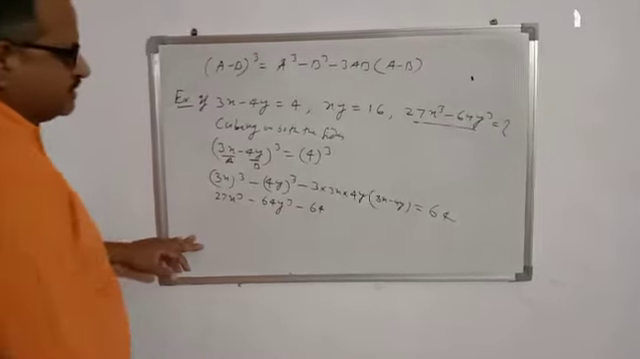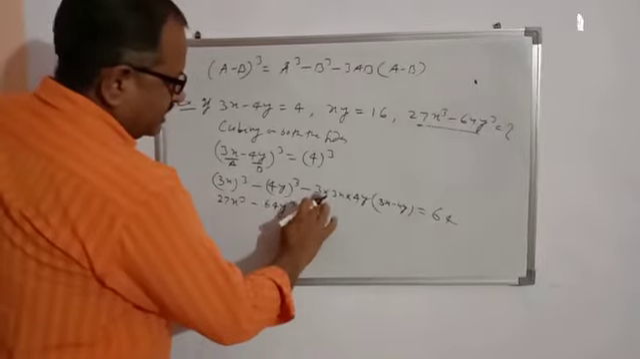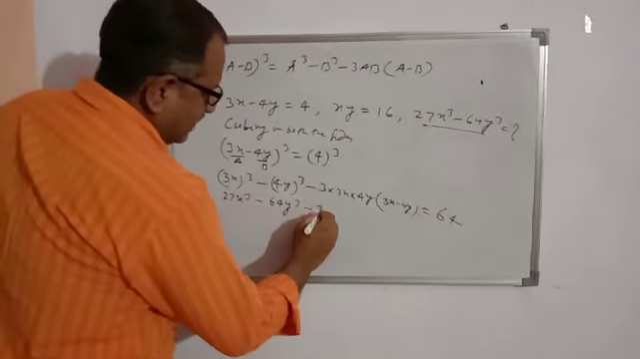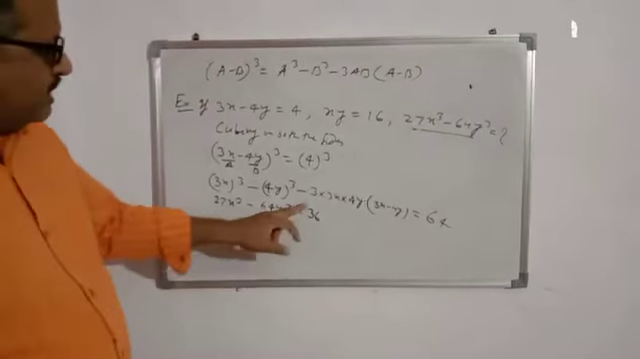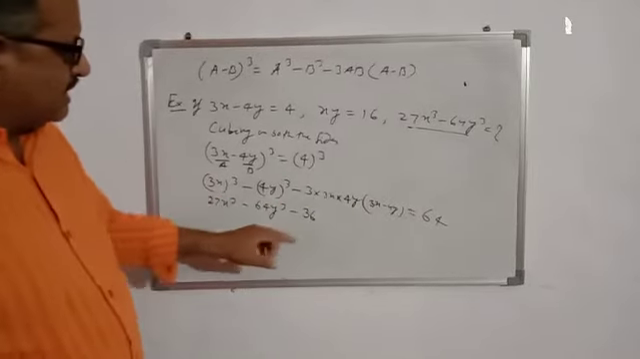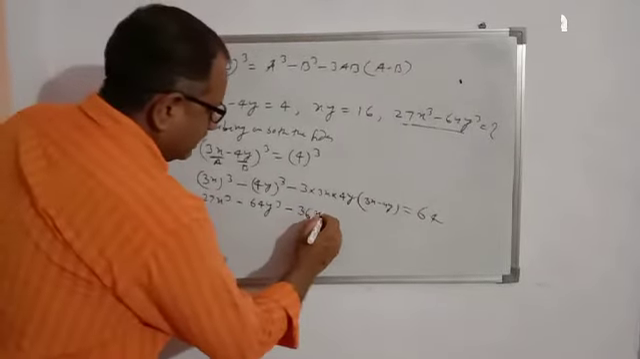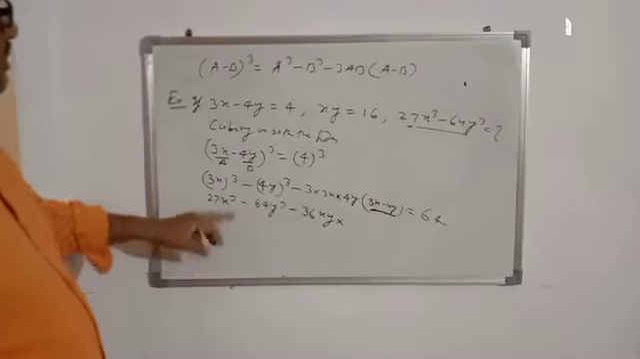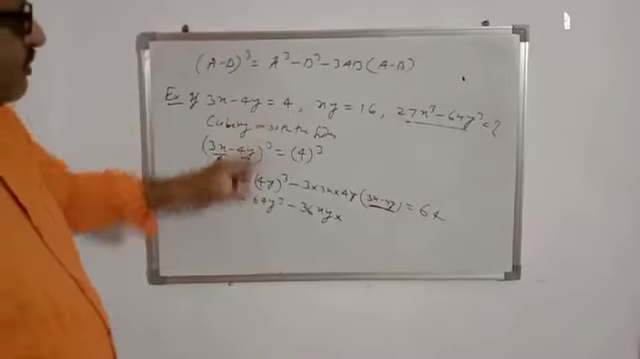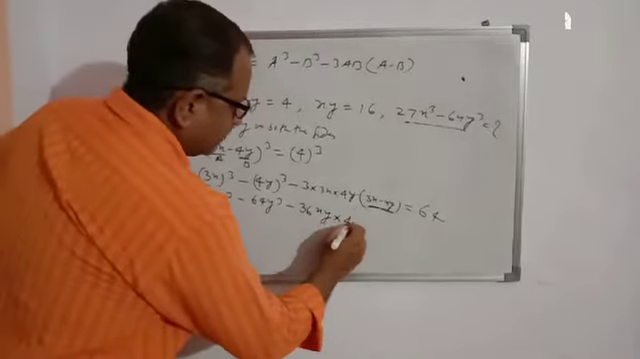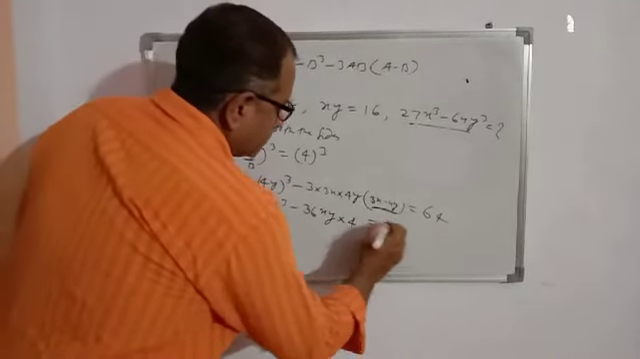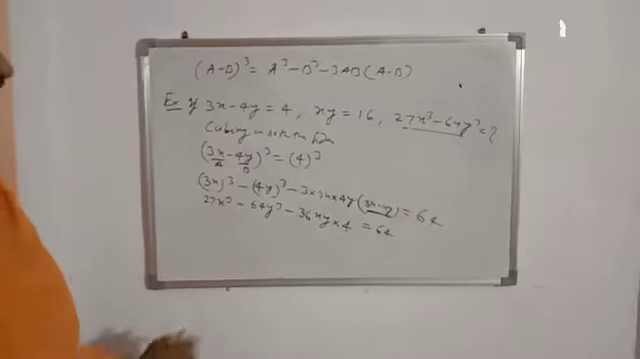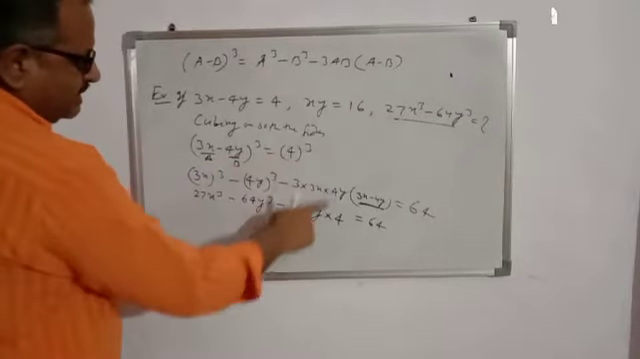Multiplied by 3 into 3, 9, 9 into 4, 36. 3 into 3, 9, 9 into 4, 36, x into y, xy, and put the value of 3x minus 4y. What is the value of 3x minus 4y? It is 4. Right here, 4 cube is equal to 64. Now we will put the value of xy.